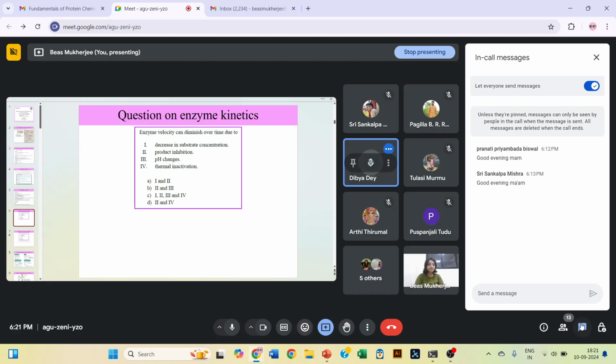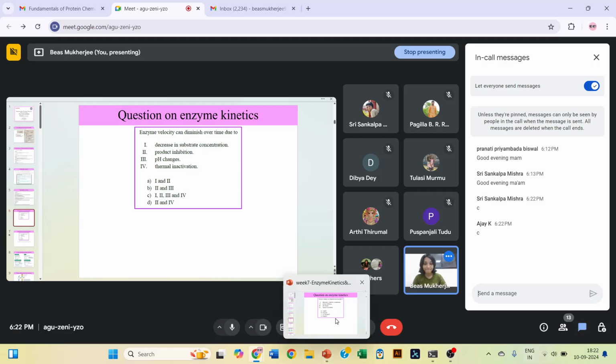Ma'am, option A. So option A is 1 and 2. That is decrease in substrate concentration and 2 is product inhibition. Okay. Achha. So I am getting answers as C and A. Now let us see. Okay.